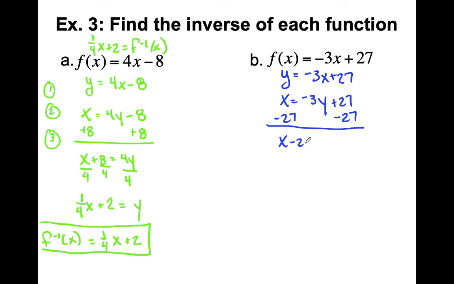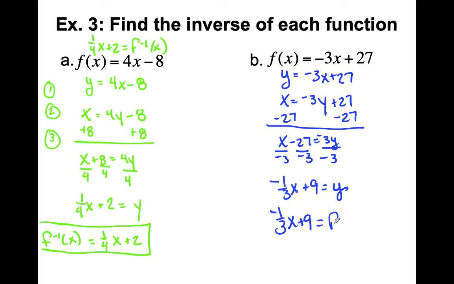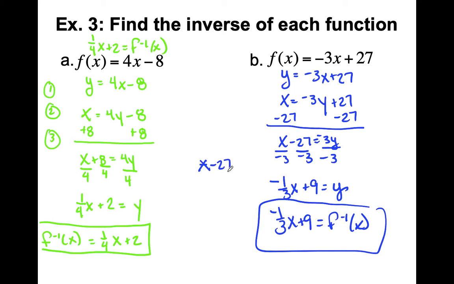We end up with x minus 27 equals negative 3y. Divide everything by negative 3. So we end up with negative 1/3 x. Negative 27 divided by negative 3 is a positive 9 equals y. So negative 1/3 x plus 9 is equal to the inverse function. Same thing with this one. If you wrote it as x minus 27 divided by negative 3 equals the inverse function, that's fine. Now, a lot of times I don't even write this step. I go right from my divide by negative 3 to this step. So it's definitely okay to do that.